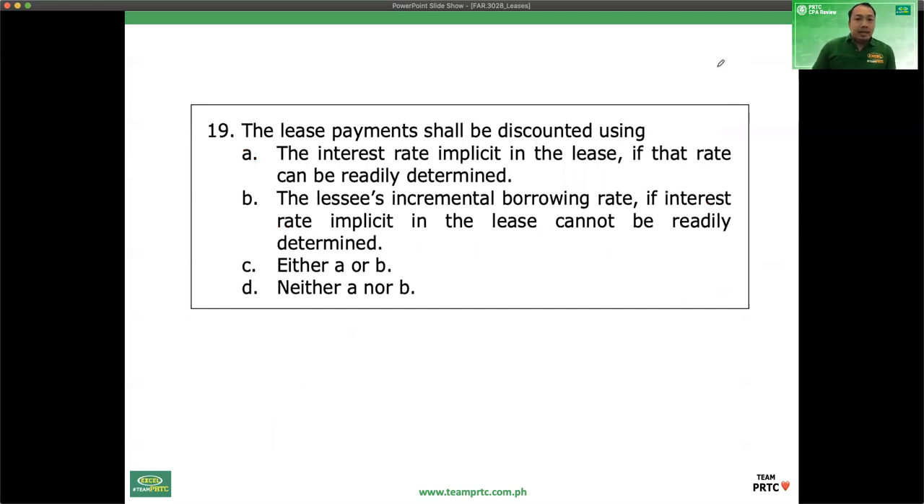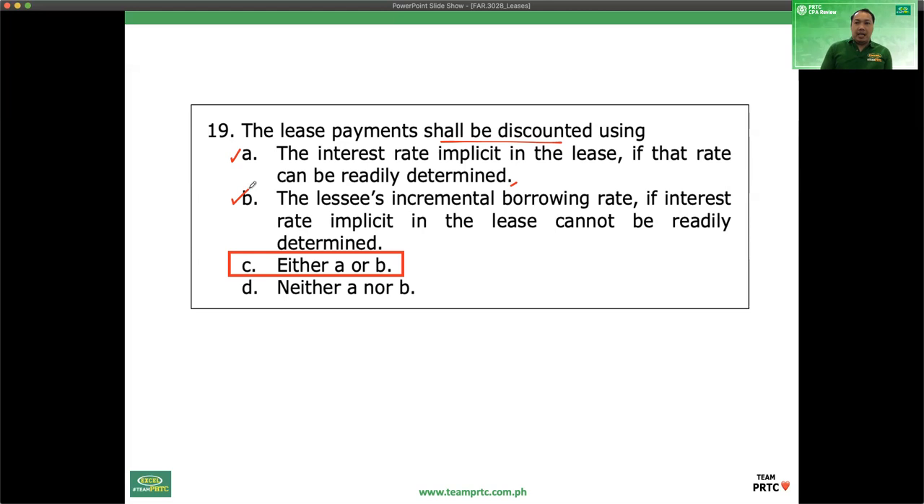Okay, so number 19. The lease payments shall be discounted using, kung available, letter A, interest rate implicit in the lease if that rate can be readily determined. In most cases, ang ginagamit pag hindi available yung A, letter B, the lessee's incremental borrowing rate, if interest rate implicit in the lease cannot be readily determined. So ibig sabihin, letter C. It could be A or B. Kung available yung A yan ha, gagamitin lang yung B kapag hindi available yung A. Okay? So 19, letter C.